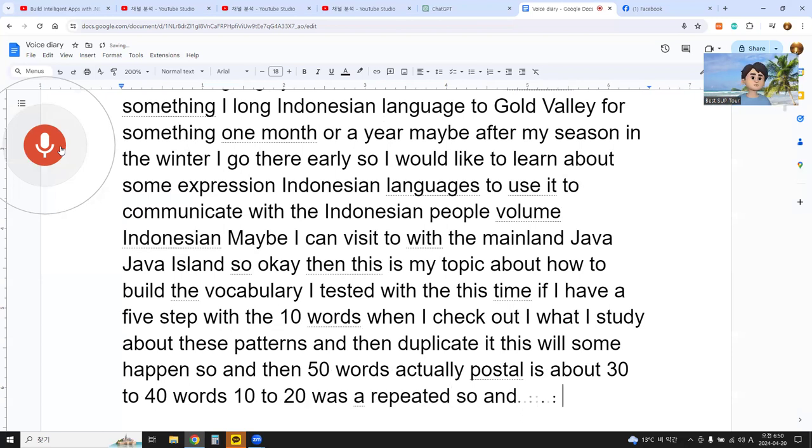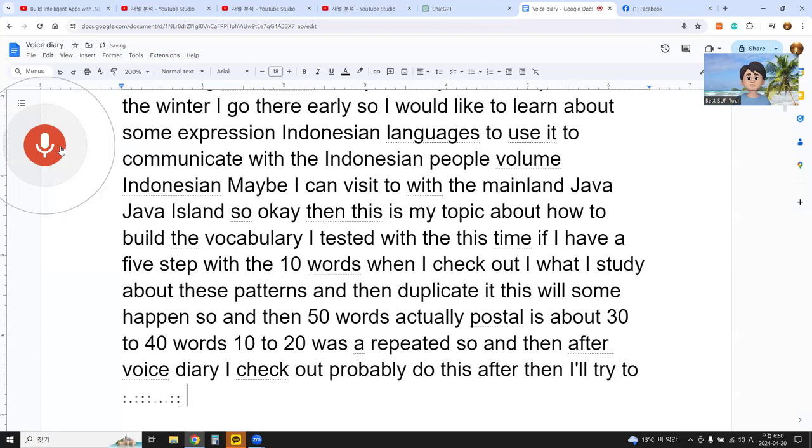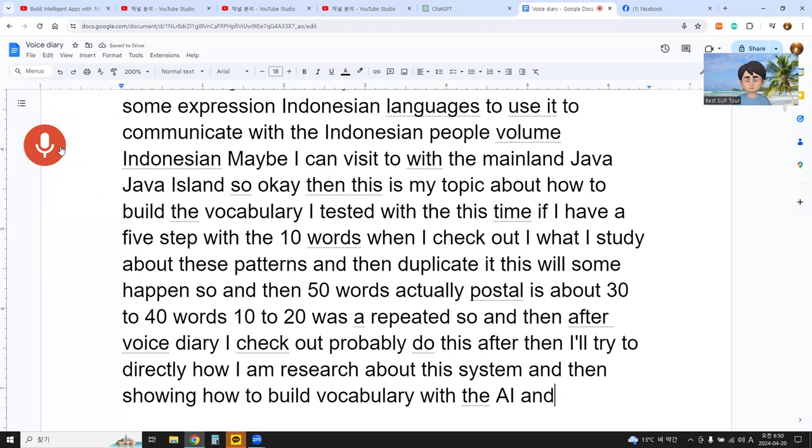So, and then after the voice diary, I check and proofread this. After that, I'll try to directly research this step, and then show how to build vocabulary with AI. The end.